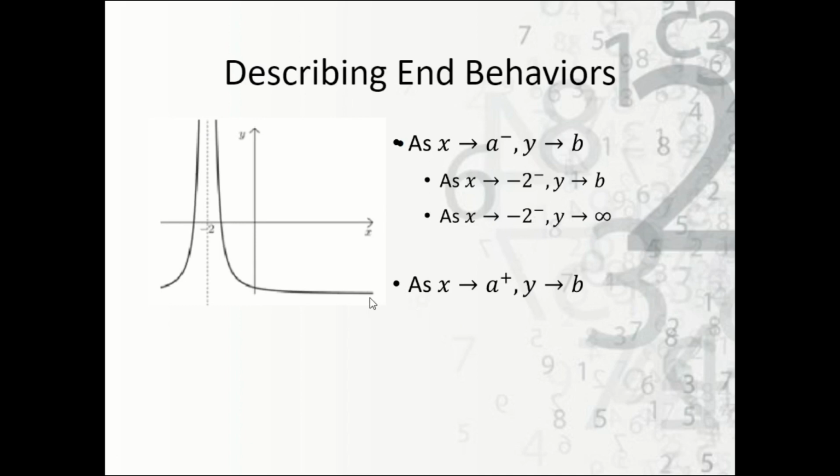Now, if we look at as x approaches -2 from the positive side, so from the right side, so as we get closer to -2, what is happening with the graph? Well, we can see it's going up and up and up, so y is also approaching infinity. This is how we can describe end behaviors.